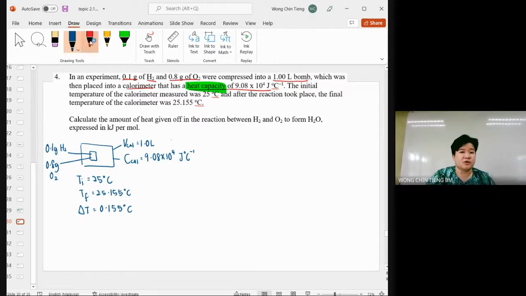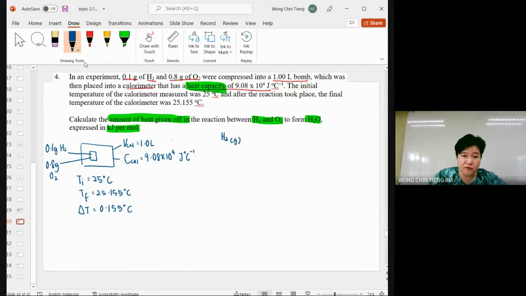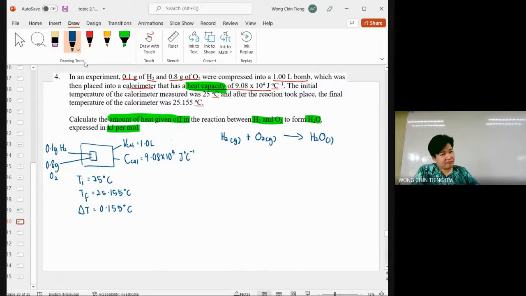So the question is asking to calculate the amount of heat given off in a reaction between hydrogen and oxygen to form water, expressed in kilojoule per mole. So the reaction over here is hydrogen gas reacting with oxygen gas forming water. First question: what enthalpy is involved over here? Formation. Formation of what? Formation of water.